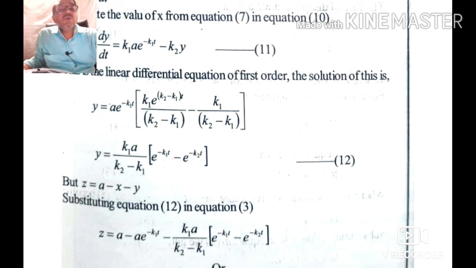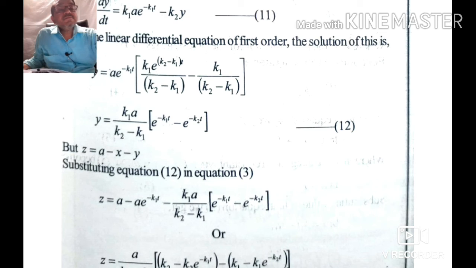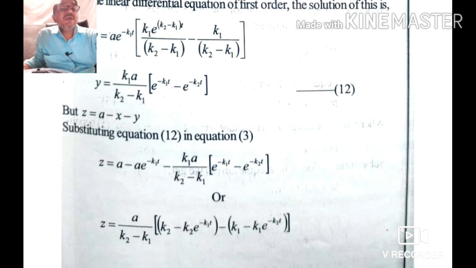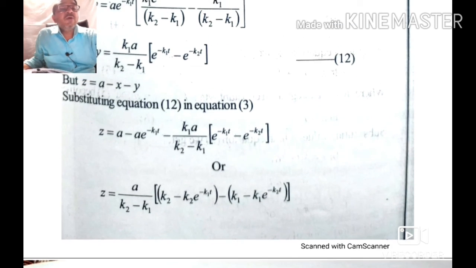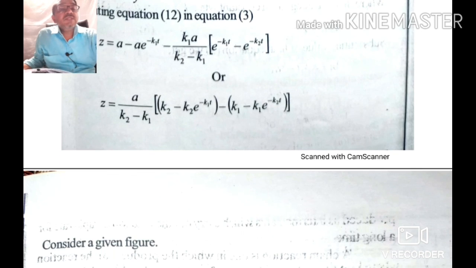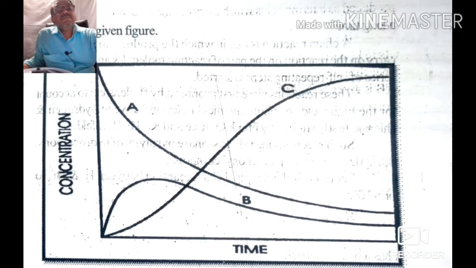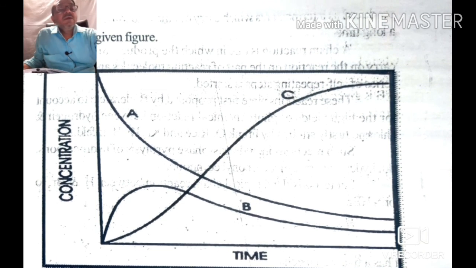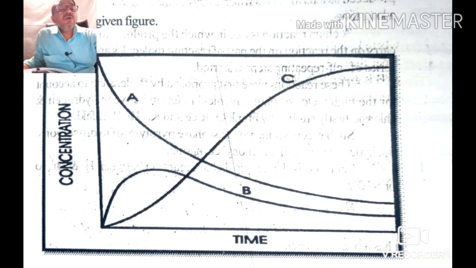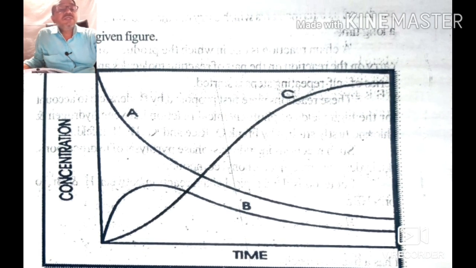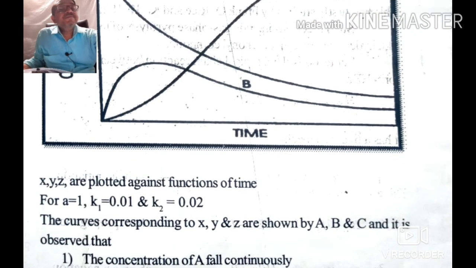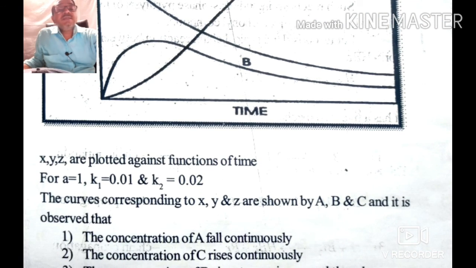But z is equal to a minus x minus y. So substituting equation 12 in equation 3, we get the simplified form. This simplified form we have to think about. Now consider the given figure. Here the diagram, or plot, is shown: concentration versus time. x, y, z are plotted against functions of time.